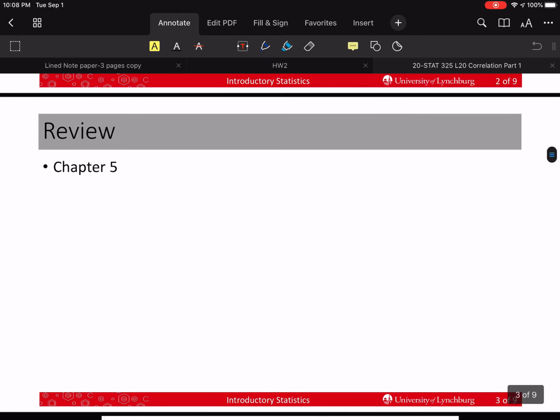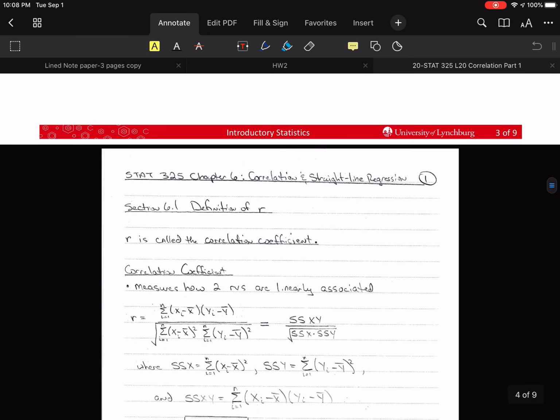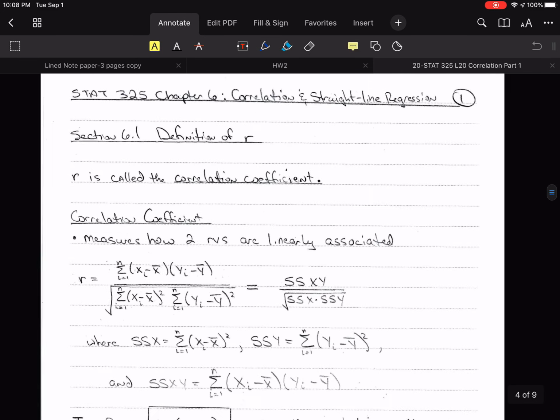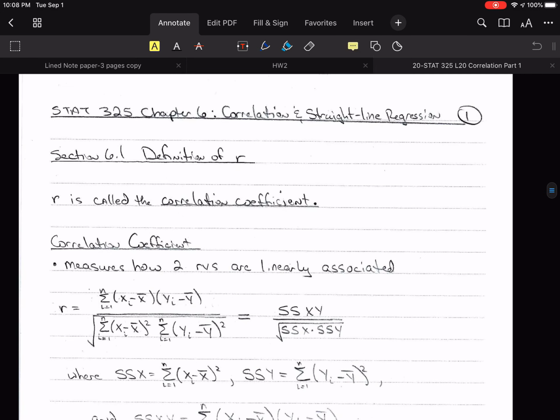Okay, so last time we talked about chapter 5, and we were talking about the straight line regression equation, and we were talking about the slope and the intercept and how to interpret those. We talked about the assumptions that we have to have for the straight line regression, and now we're going to talk about another way of measuring the association besides the slope, but it is related to the slope, as we'll find out.